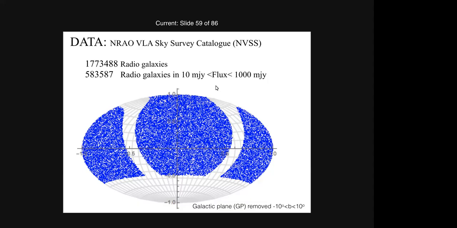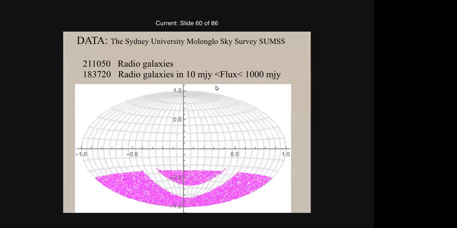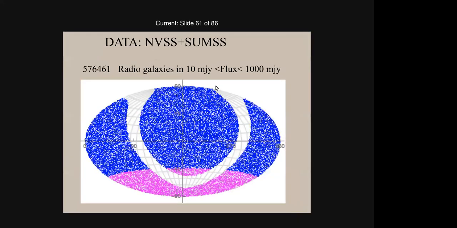We used the NVSS catalog, which contained a few million sources, but we had to clean the galactic plane, so the sources below certain bounds and above certain bounds. And at the end of the day, we ended up with about 500,000 sources. Because it was above 40 degrees, we matched it up with another catalog, SUMSS, which observed the southern sky. Matched together, we had the full sky catalog.